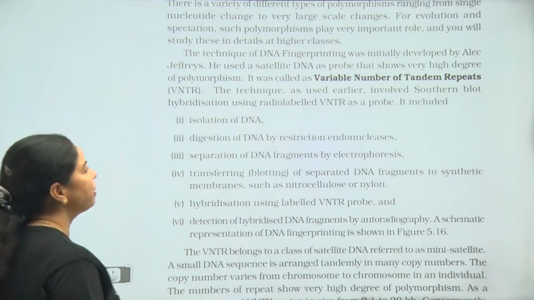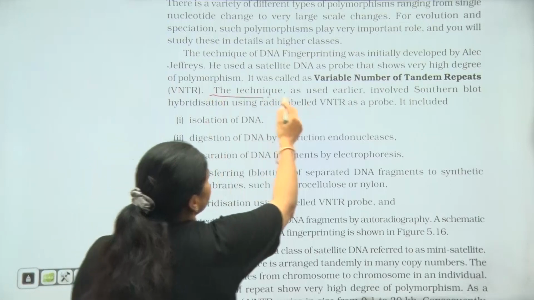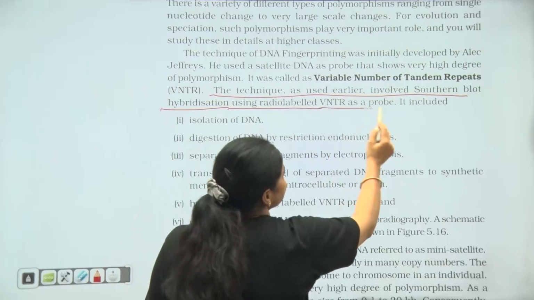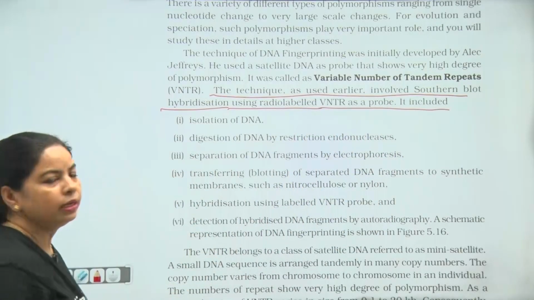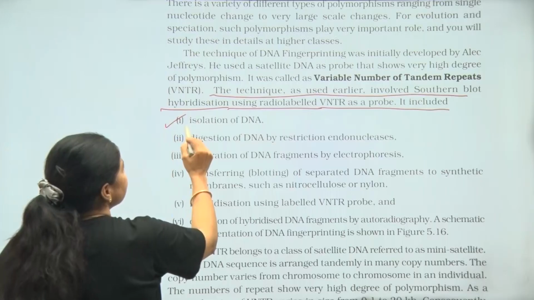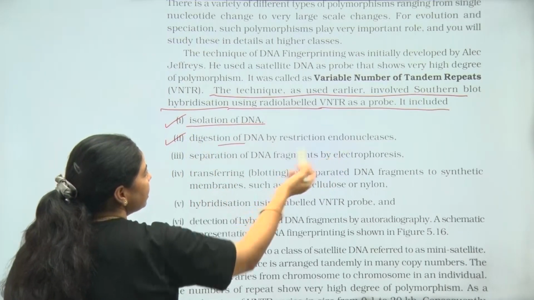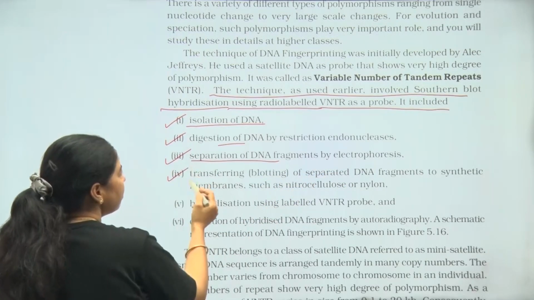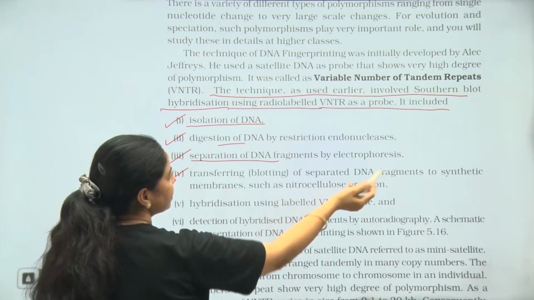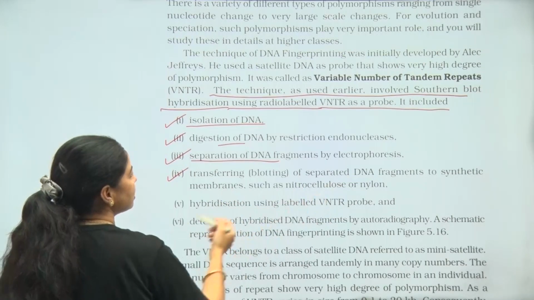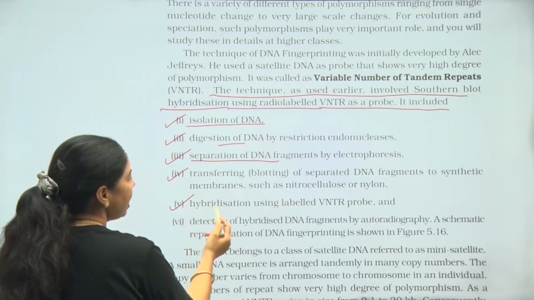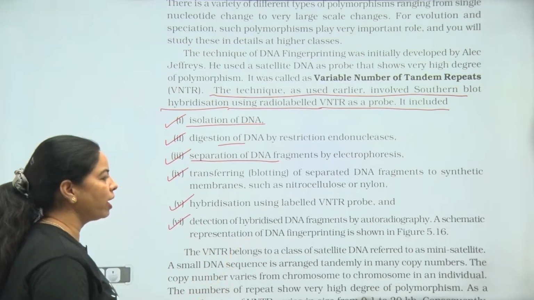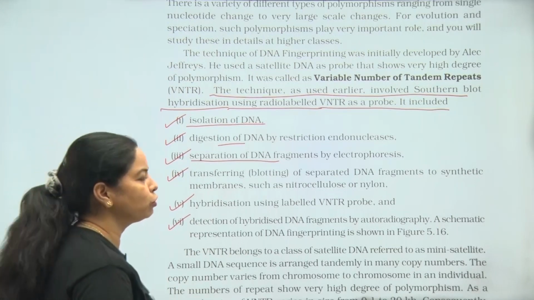In NCERT, children, on page number 106, it is mentioned that the technique as used earlier involved Southern blot hybridization using radio-labeled VNTR as a probe. It included the following steps: number 1 is isolation of DNA, number 2, digestion of DNA by restriction endonucleases, number 3, separation of DNA fragments by electrophoresis. Number 4 is transferring or blotting of separated DNA fragments to synthetic membranes such as nitrocellulose or nylon. Number 5 is hybridization using labeled VNTR probe, and number 6 is detection of hybridized DNA fragments by autoradiography.